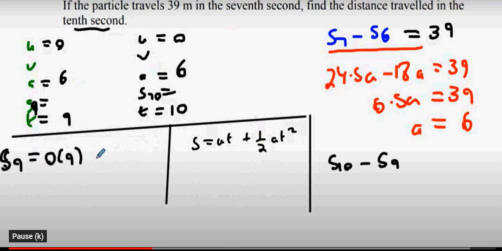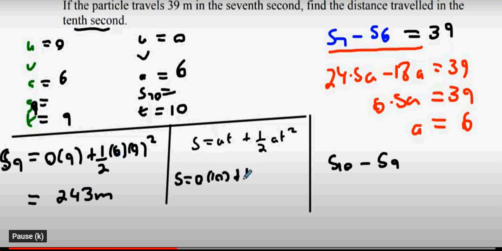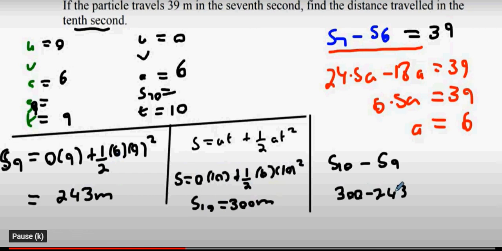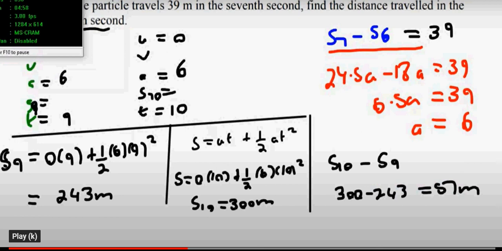0 times 9 plus a half, 6 times 9 squared. And then we get a half times 6 is 3. 3 times 9 squared is 243 meters. The next one's going to be 0 times 10 plus a half, 6 times 10 squared, which is 300 meters. And basically, S10 take away S9 will be 57 meters. This means you travel 57 meters in your 10th second.